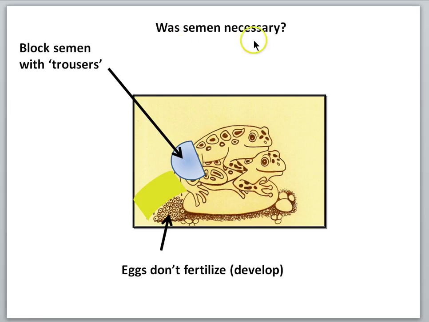For the first question, was semen necessary, Spallanzani did a very simple thing, but it took some ingenuity. He wanted to block the semen from getting to the eggs, and he chose to fashion little trousers for the males. He wanted to do this because he wanted the males to still engage in their reproductive behavior, perhaps triggering the female to lay the eggs, but simply physically block the semen from getting to the eggs. And when he did that, he found that the eggs do not fertilize. They do not develop. So from this observation, Spallanzani concluded that semen was necessary for fertilization.